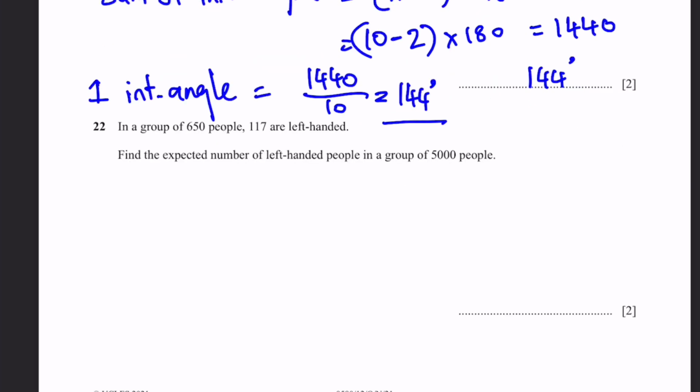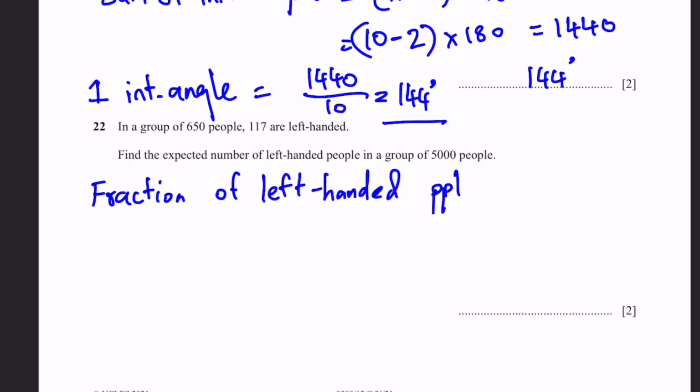Question 22. In a group of 650 people, 117 are left-handed. Find the expected number of left-handed people in a group of 5,000 people. So the number, or in this case fraction, of left-handed people, that is P(L), that's equal to 117 by 650.